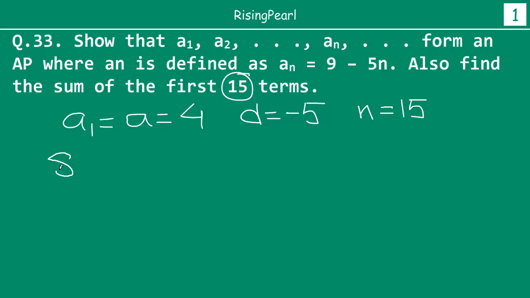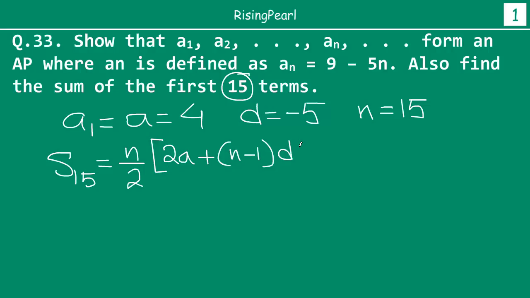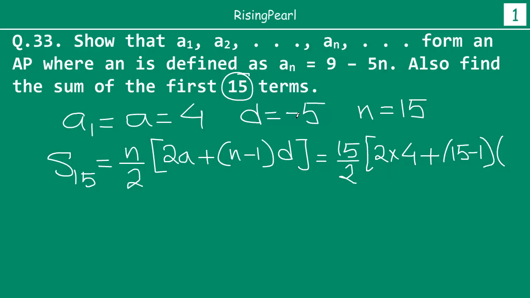Quite simply, the sum of the first 15 terms will be equal to n by 2 times (2a plus (n minus 1) times d). Let's just put the values in here. So n equals 15, so 15 by 2 times (2 times a, where a is 4, plus (n minus 1), n is 15, minus 1, times d, where d is minus 5). So this is what we have.